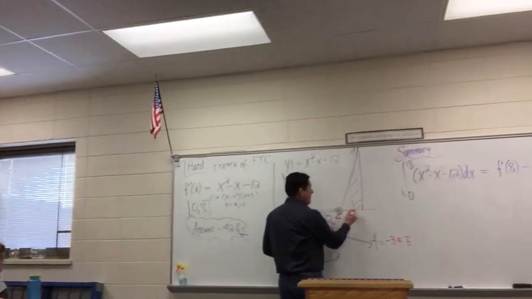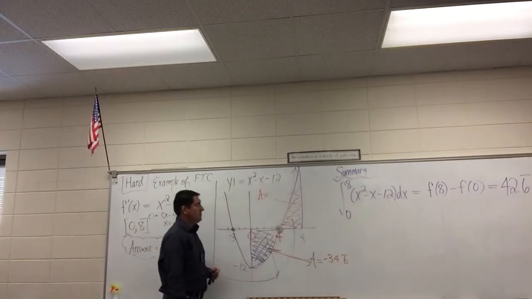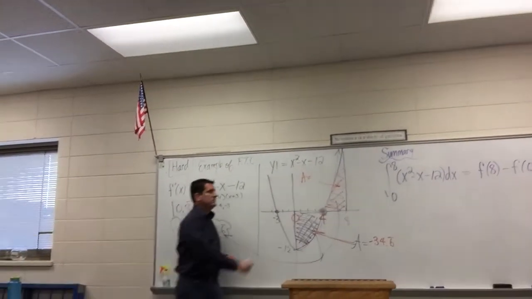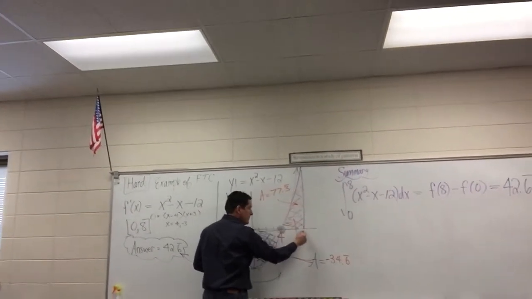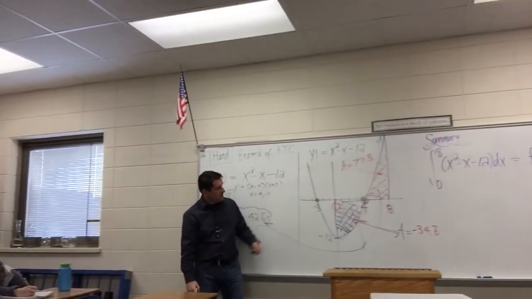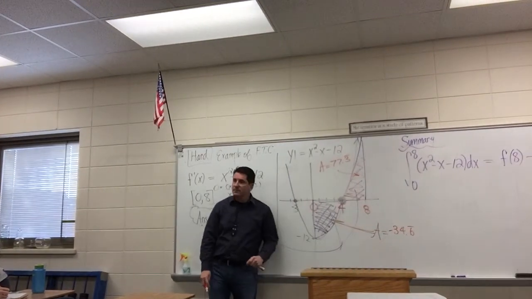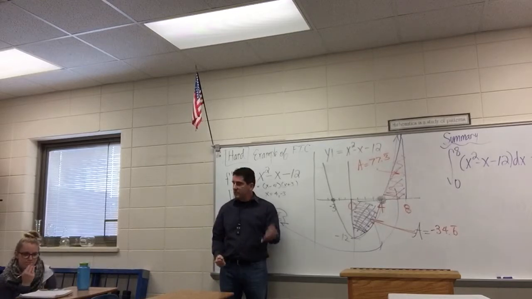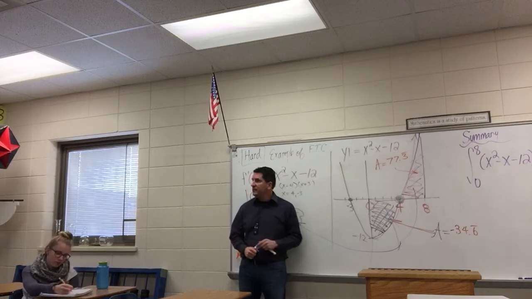Okay? And then what about here? What is this area? 77.3 repeating. And that we went from 4 to 8, correct? Okay. So take 77 and add it to a negative 34. Just add those two numbers up, because one's positive and one's negative. We're going to add the two up. And did you get 42.6 repeating?